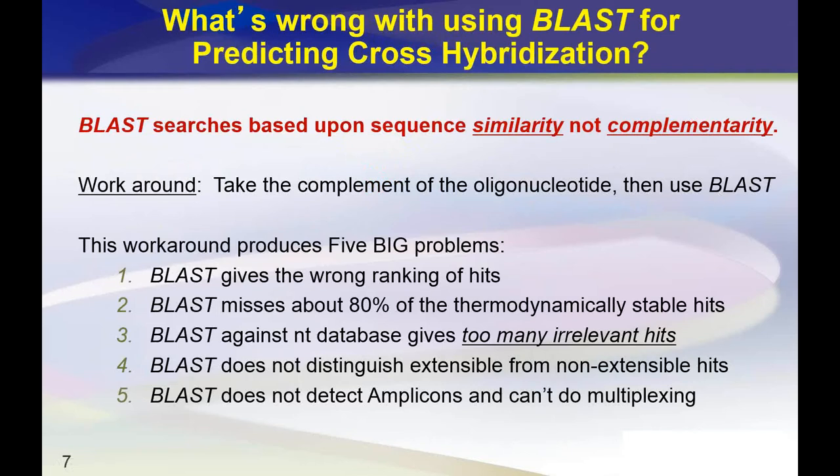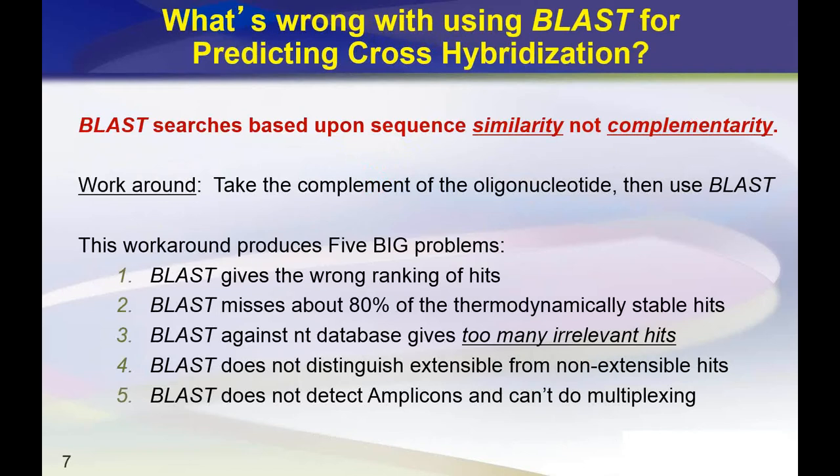Now, that procedure right there leads to at least 5 problems, and we're going to elucidate each one of those and why they're problematic. So the first one is that BLAST gives the wrong ranking of hits. And that's, again, because it's scoring based on similarity rather than thermodynamics. I'll have a whole slide on that in the next slide. Because of the incorrect ranking of the hits and the wrong scoring method, BLAST misses approximately 80% of the thermodynamically stable hits. And we'll show some examples of that.